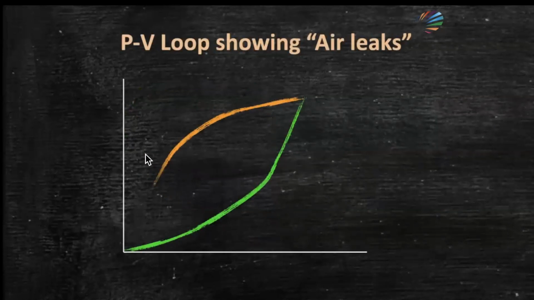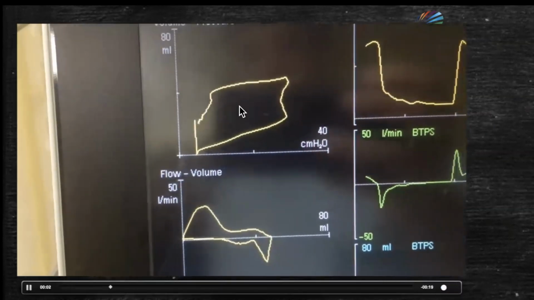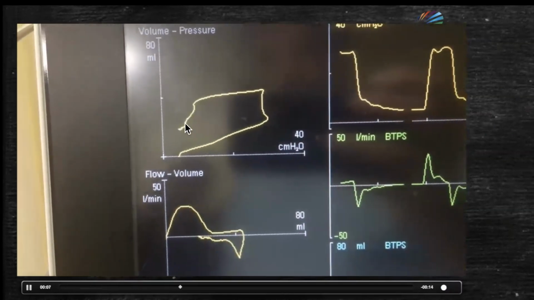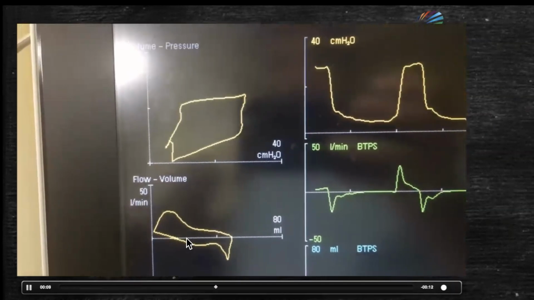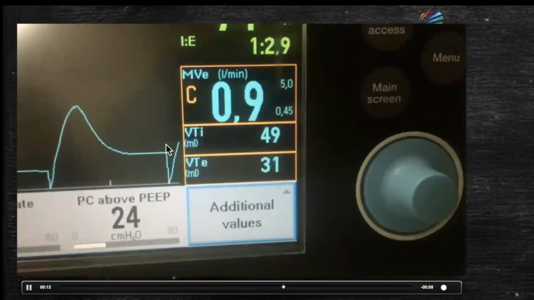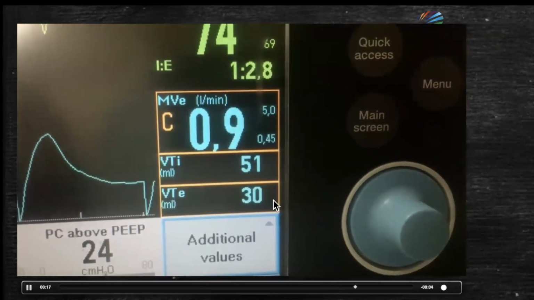In the pressure volume loop, you will see something like this. This is also because of air leak. So when you look at the actual patient, you will see there's a gap here. So this means there is an air leak. Same thing you will see in the volume time scalar also. Here there is a gap, and you will see the difference also between inspiratory tidal volume and expiratory tidal volume.